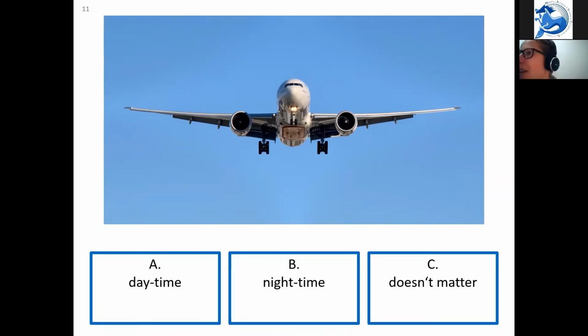Oh, okay, people are split here. So some of you said daytime, 8 people said that, and then about 21 of you each decided either the nighttime or that it doesn't matter. It actually does matter, and it's in the daytime that would be the best time to fly.